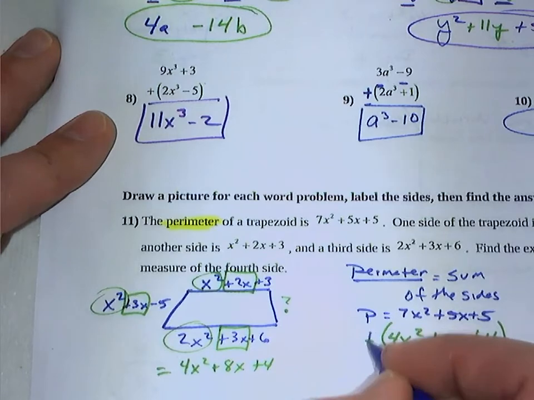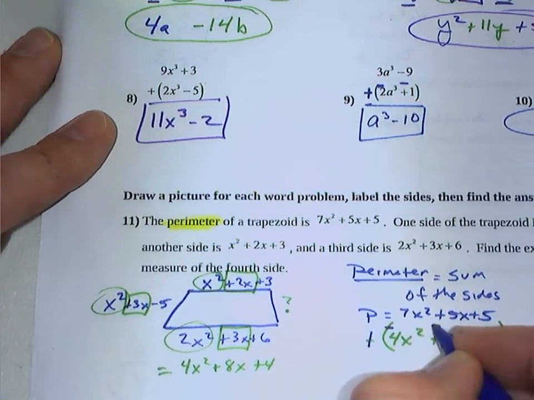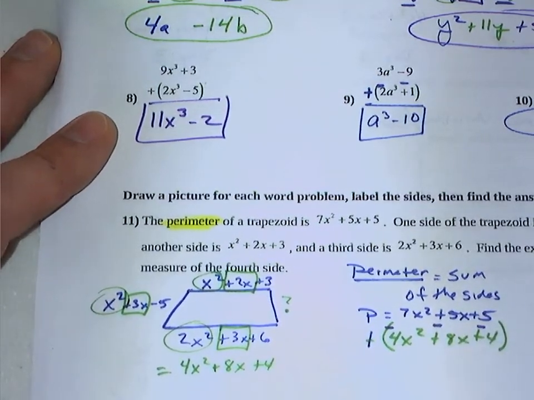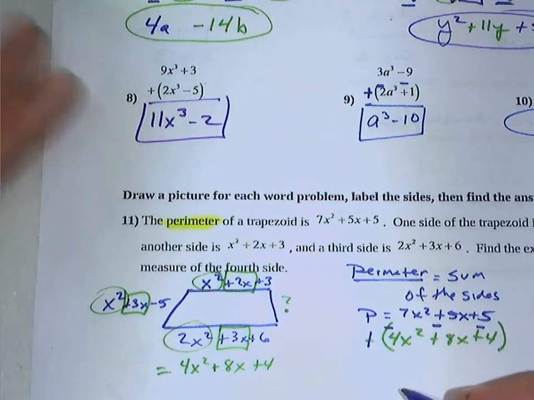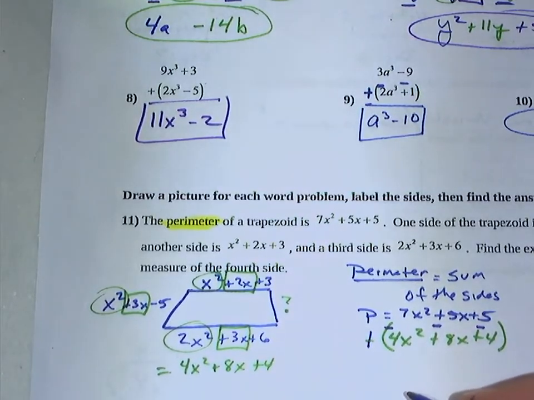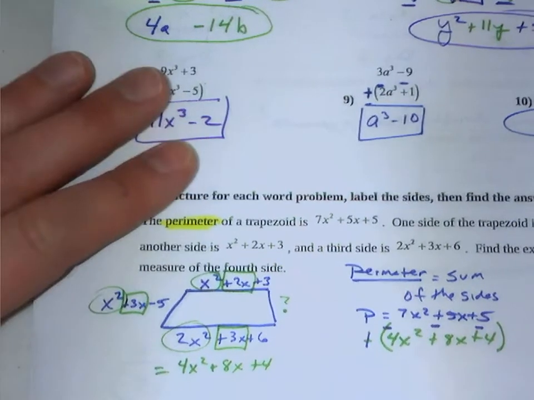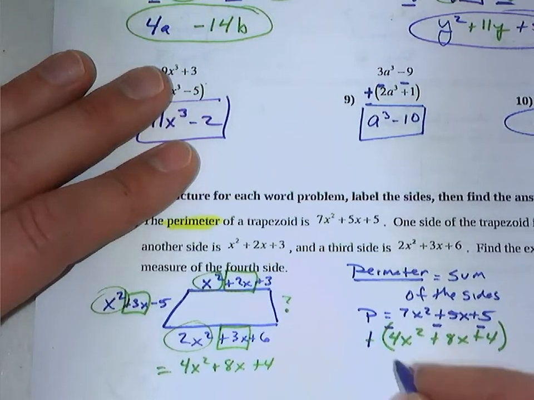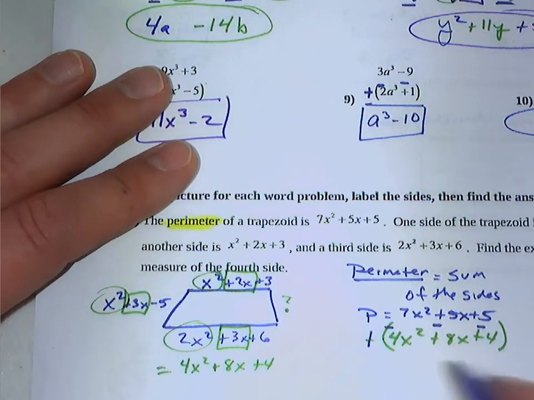So I'm going to add the opposite, like we talked about. I'm going to change every sign. And what's 7x squared minus 4x squared? What do you get there? Griff, what do you get? 7x squared minus 4x squared. 3x squared. That a boy.